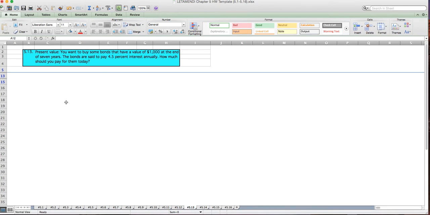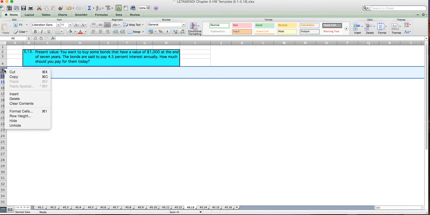All right, 5.13, present value. You want to buy some bonds that have a value of 1,000 at the end of 7 years. The bonds are set to pay 4.5% interest annually. How much should you pay for them today? So it's just asking you how much money out you're willing to pay today.